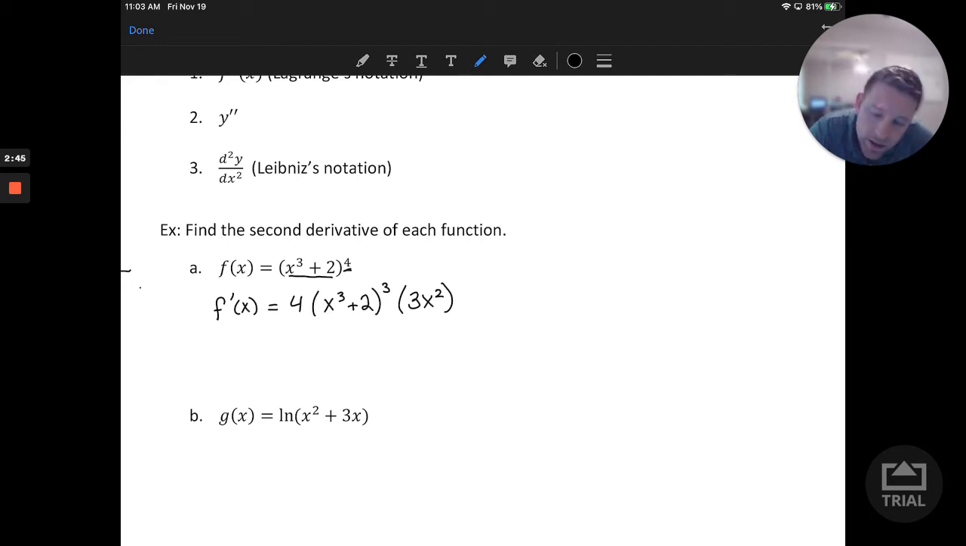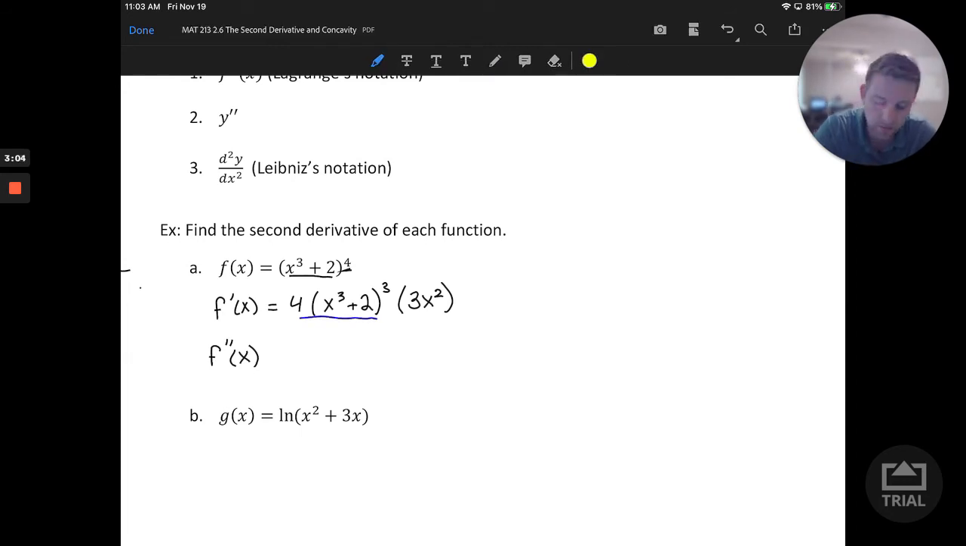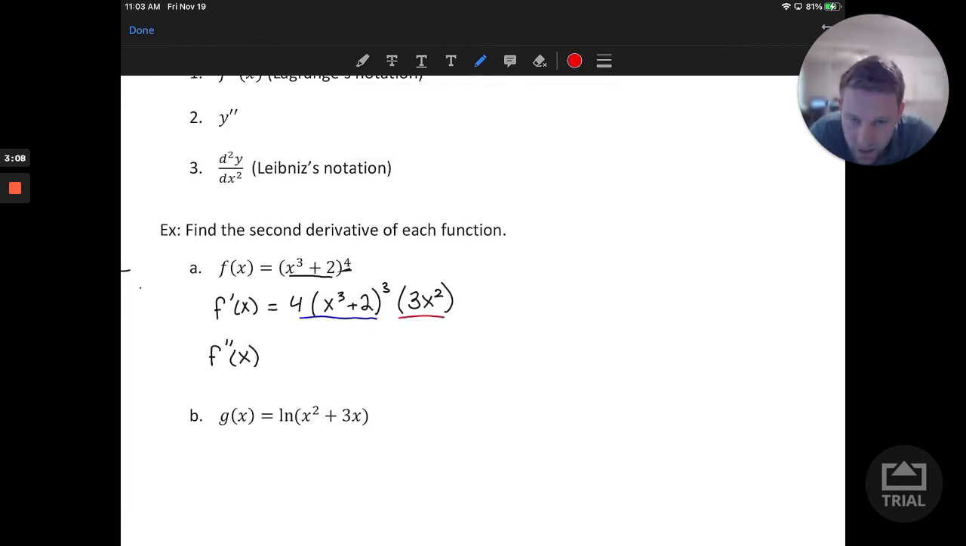Now, taking a look at f prime, how would I find f double prime? We'll do that right underneath, f double prime of x. It looks like we have a product function now. If I split this up into two parts, this is one function of x, and we can list out a second function of x, which is the 3x squared. So let's list out our product rule.